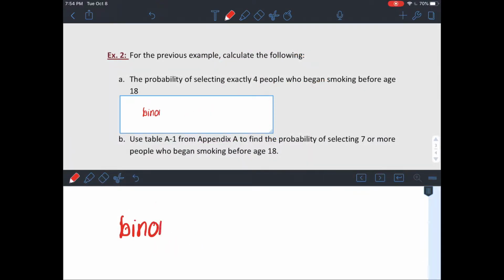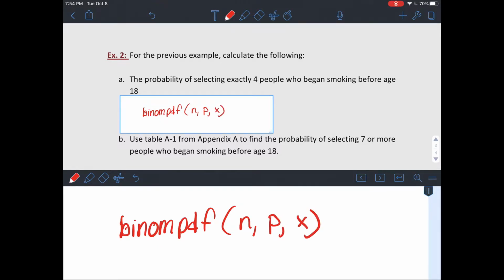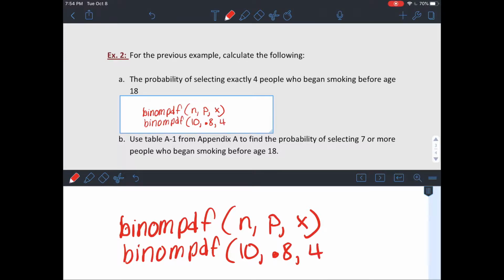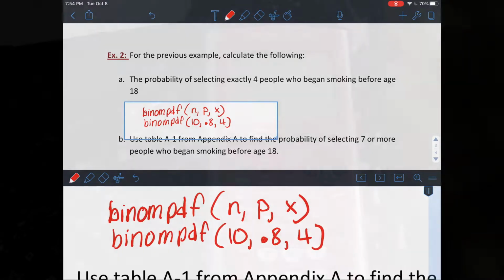So let's calculate some probabilities. The probability that we actually wanted, the probability that exactly 4 people started smoking out of these 10 before age 18. You can use that formula that is programmed as a function in your calculator. You have to make sure that you enter the arguments into it in the right order. So the first thing you would do is your number of trials, then your probability of success, and finally the number of successes you want to calculate your probability for.